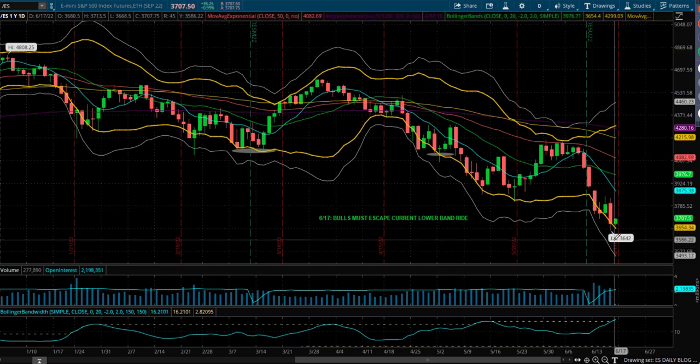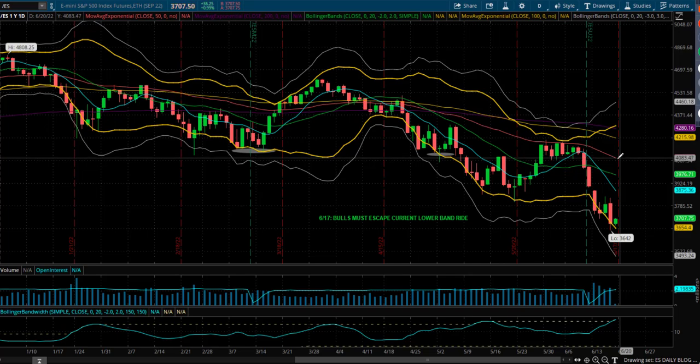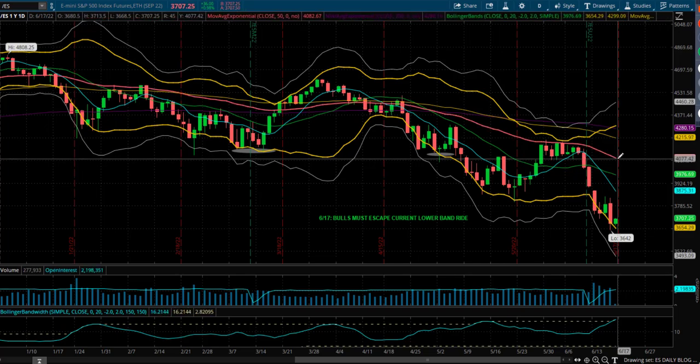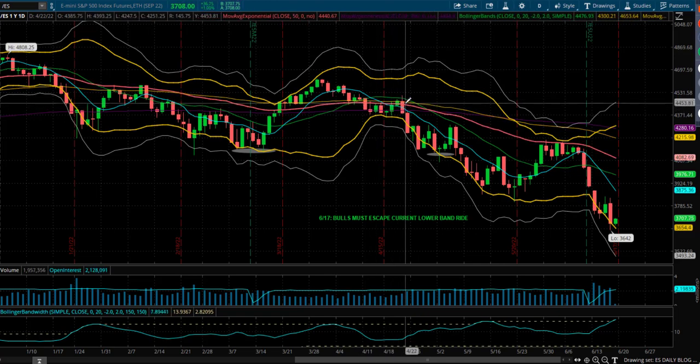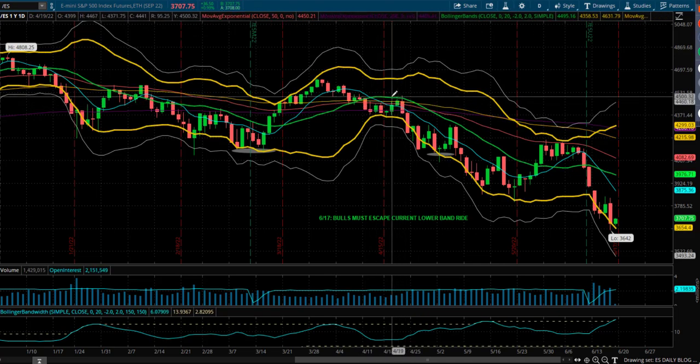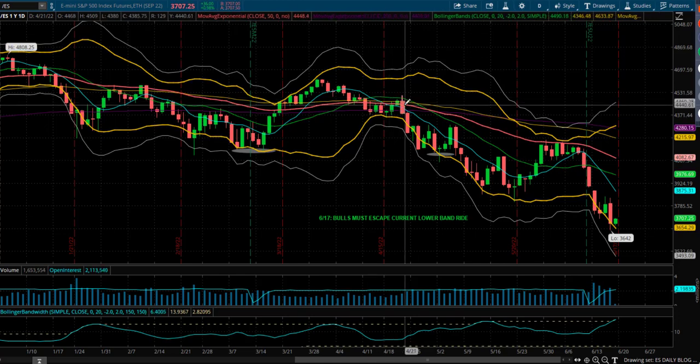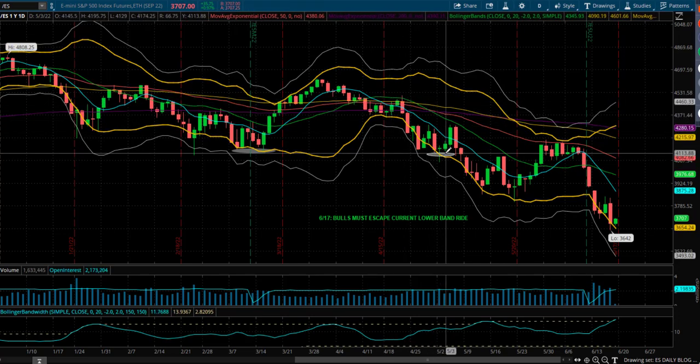So how do we get here? The red line there is the 50-day exponential moving average. We had a consolidation period back in mid-April in and around the 50 and the 20, which has always been our delineator of whether we are buy dips or sell rallies. So the bears won that battle, took it in.